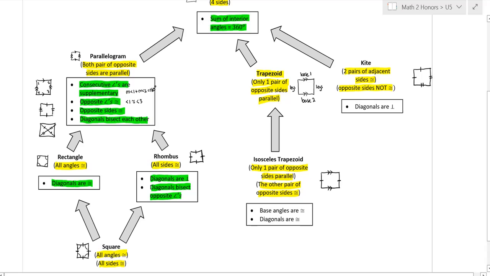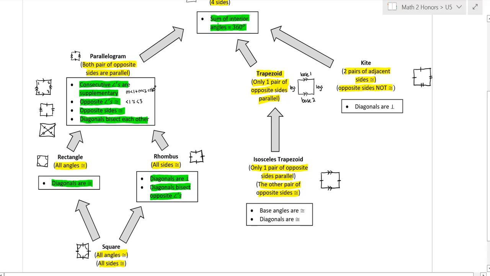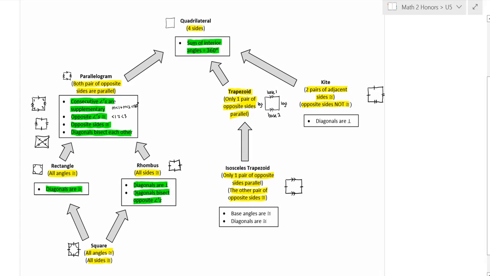The square inherits all the properties of a rectangle, all the properties of a rhombus, all the properties of a parallelogram, and all the properties of a quadrilateral, because it's all of those things. And so this diagram shows you the relationship between different pieces. And again, as you're memorizing the names of these different quadrilaterals and the definitions, and you've got to memorize the properties, everything I'm highlighting in green, keep in mind the relationships between them.